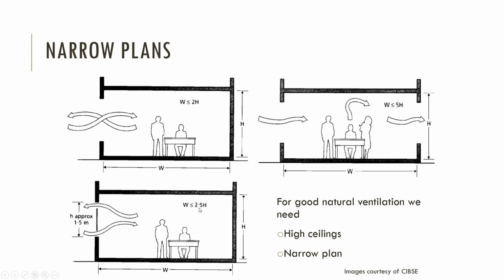Now you can increase that slightly if you have bottom and top openings in your window, meaning if your windows are quite high and can open at the bottom and at the top, then the maximum width of the room is 2.5 times the room's floor to ceiling height. One thing you can do to improve things further is to have windows on both sides of the room. In that case, this is called cross ventilation, and the maximum width of the room is 5 times the floor to ceiling height.